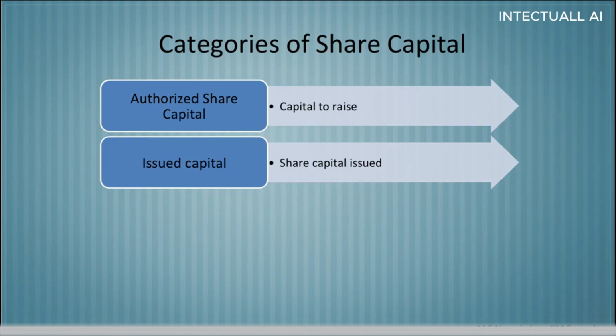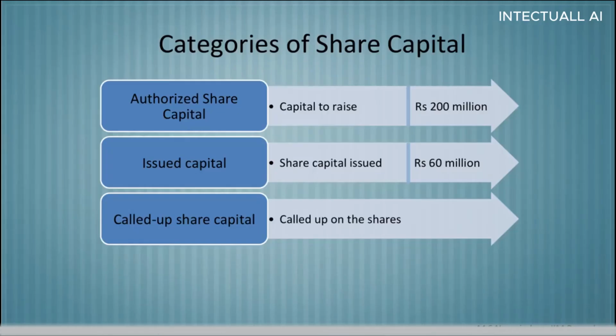For example, if your authorized capital is 200 million and you need only 60 million immediately, you can issue 6 million shares at 10 rupees per share. Suppose your project will take a longer time to complete and you need funds in a phased manner to execute the project. You can issue 6 million shares of 10 each, but call only 4 rupees per share. Here called up share capital is 24 million, that is 6 million shares at 4 rupees per share.